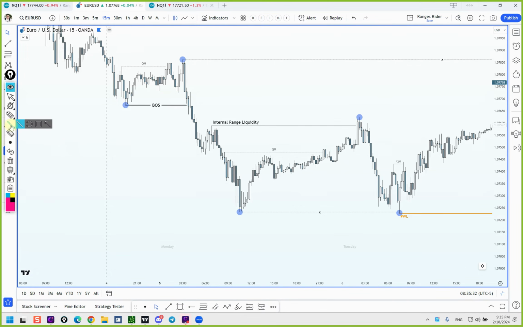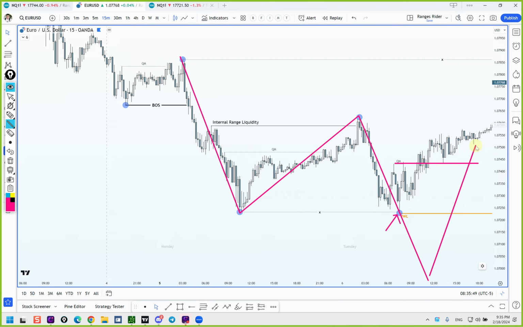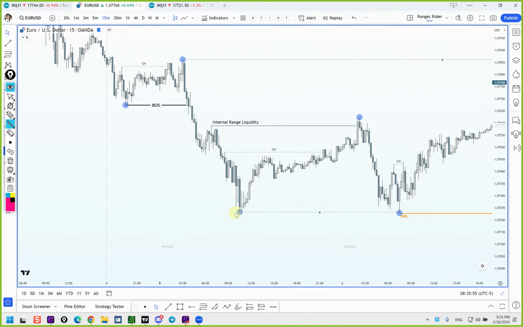And we will call this, the market is coming like this, maybe if this was the valid breakup structure. And then maybe somewhere here will be the internal range liquidity. Market takes the internal range liquidity, then external range. So we are going something like this. But what we have is the liquidity grab.